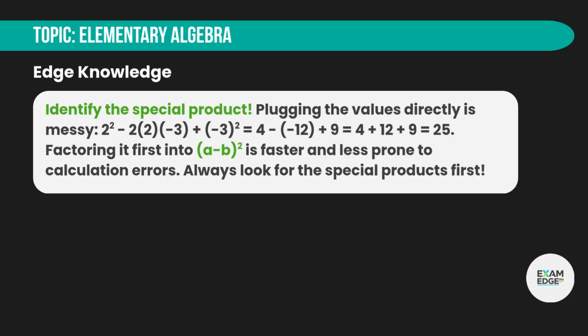2 squared minus 2 times 2 times 3 plus minus 3 squared equals 4 minus 12 plus 9 equals 4 plus 12 plus 9 equals 25. Factoring it first into a minus b squared is faster and less prone to calculation errors. Always look for the special products first.